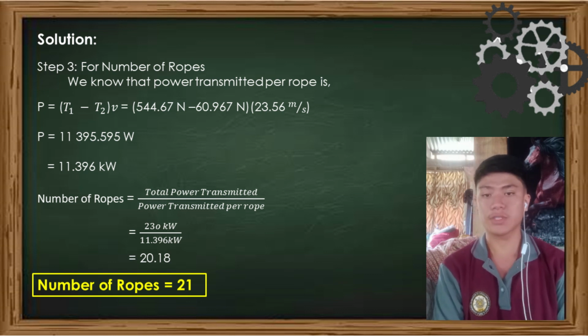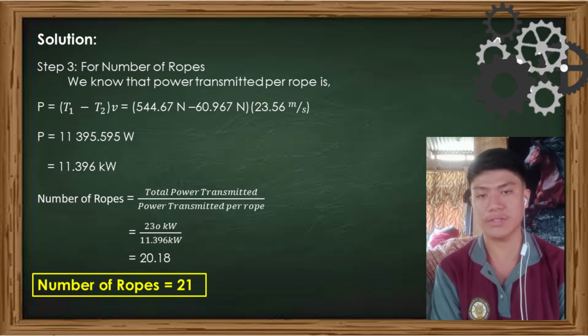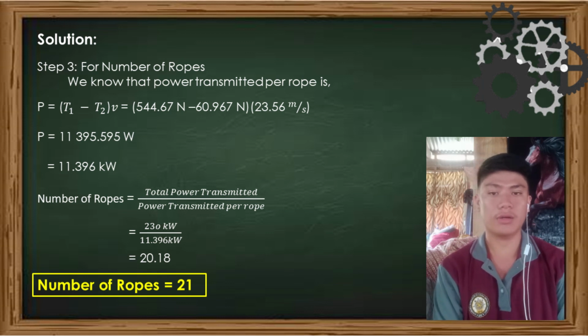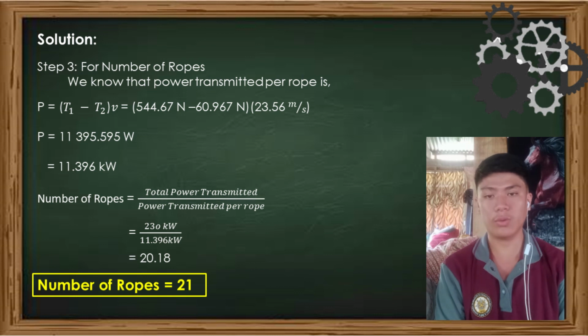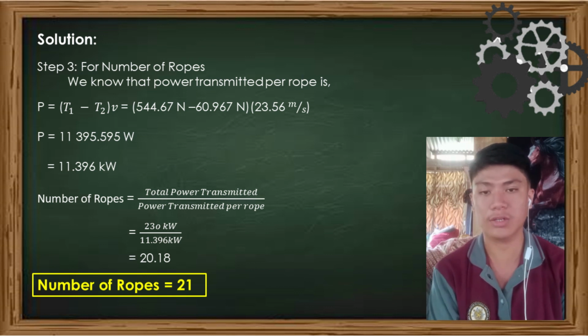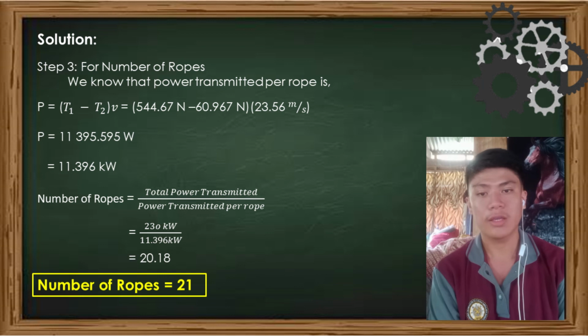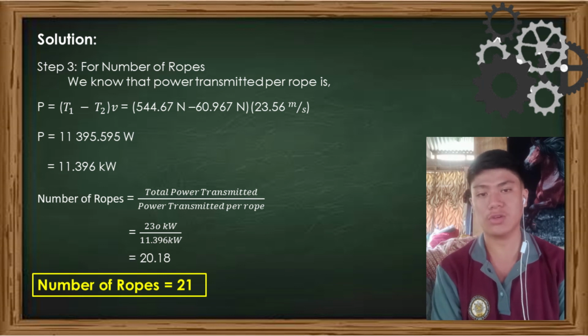However, that is not our final answer, since we are talking about ropes. Here we need to round off the answer to 21, since our calculated answer has an excess of 0.18.